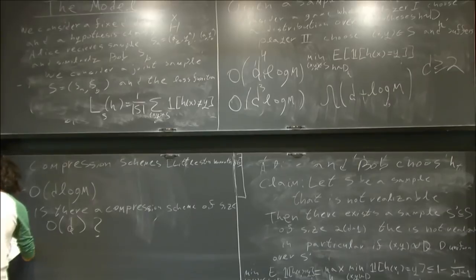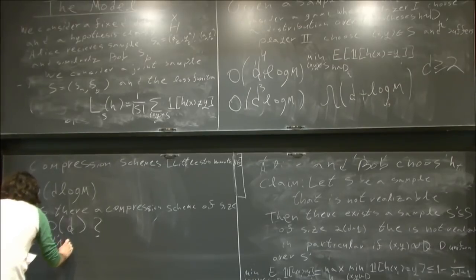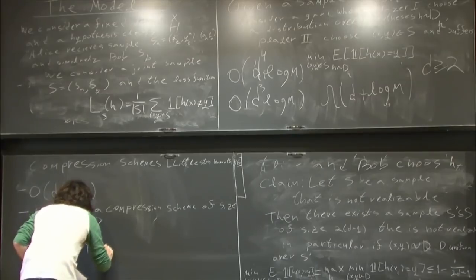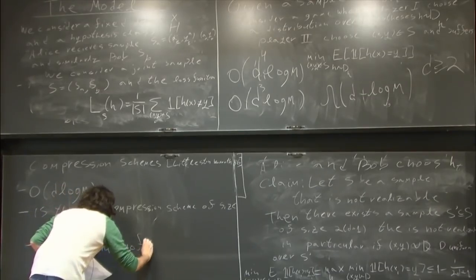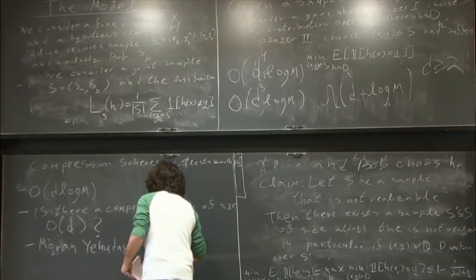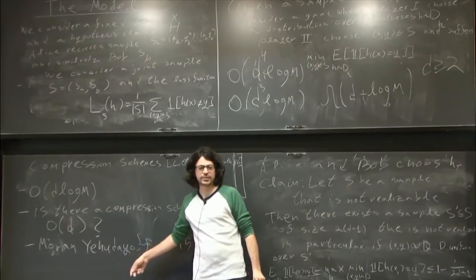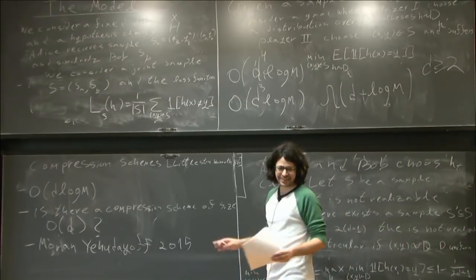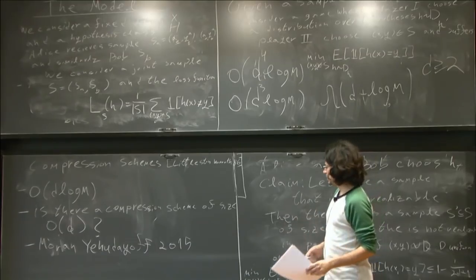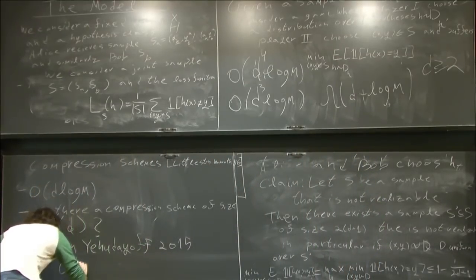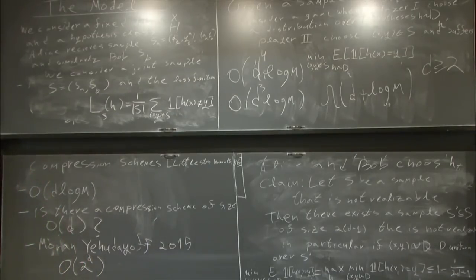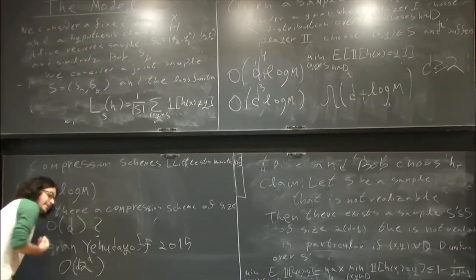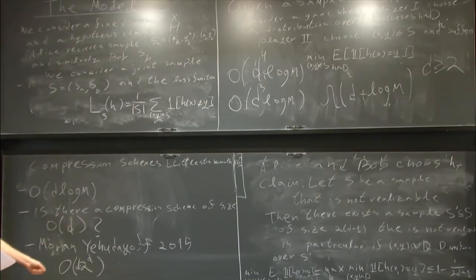And Moran and Yehudayoff showed, Yehudayoff did all the work, and Shai just interfered, though not too much, a bound of order 2 to the D. Not even 2 to the D times 2 to the D. They showed, if they were really sophisticated they could show 2 to the D, but all they could show was D to the 2 to the D.